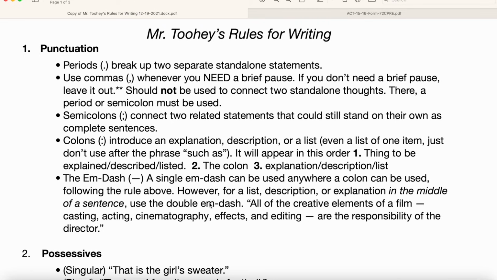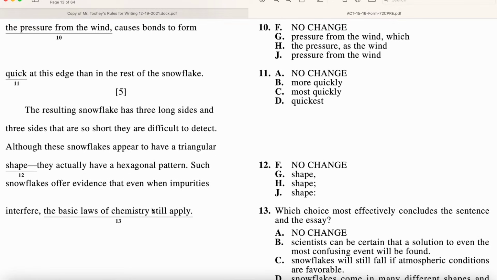There is that double M dash which they test on. That's for a list, explanation, or description in the middle of the sentence. But let's go back to the question here. Do we have a list or an explanation or a description of a triangular shape? It's more of an explanation. But is it an explanation of a triangular shape? No, they're saying it's a different pattern, right? So it's not describing a triangular shape. So it's just not right use of the M dash. Notice also, look at answer choice J for number 12.